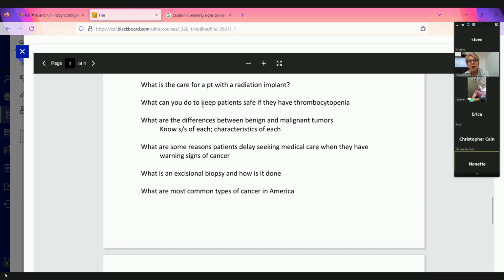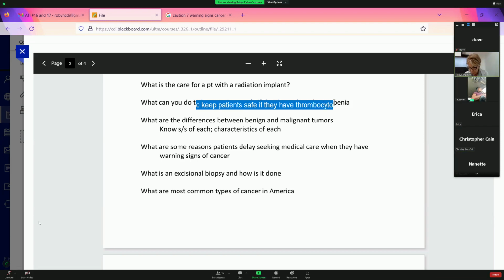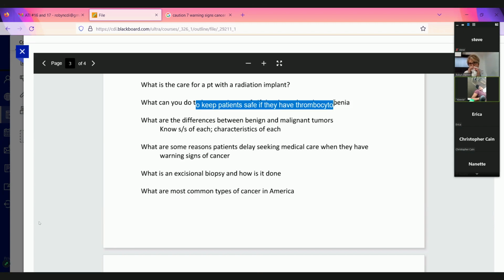What should you do to keep patients safe if they have thrombocytopenia? Would you minimize the venipuncture? Minimize the potential for bleeding, right? So no football, no contact sports. If you're gonna shave, use an electric razor, that kind of stuff to keep them from bleeding.